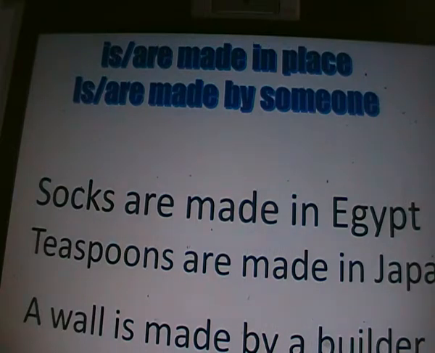A wall is made by a builder. Builder is a person, اللي هو البنا. So with a person I use made by. A wall singular, so I use is made. So a wall is made by a builder. Doors are made by carpenters. Carpenters, people or persons. So with people or persons I use by.